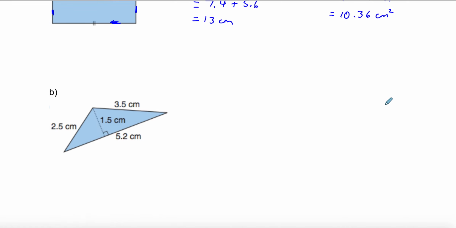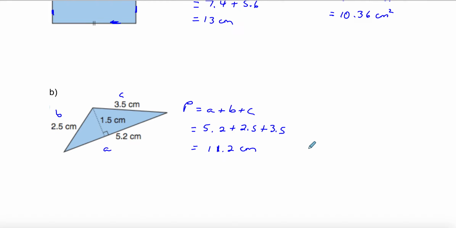When you look at the triangle, there's different formulas for a triangle. When I look at the formula sheet for the triangle, it says the perimeter is A plus B plus C. That just means adding up all 3 sides. Maybe this is A, and this is B, and this is C. It doesn't matter which one comes first. So if I do 5.2 plus 2.5 plus 3.5, I end up with 11.2 centimeters.